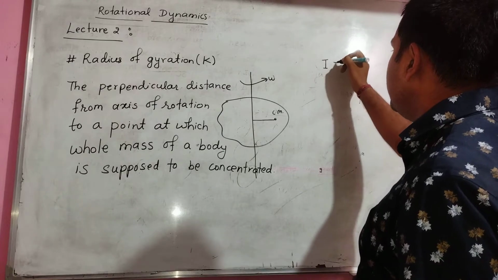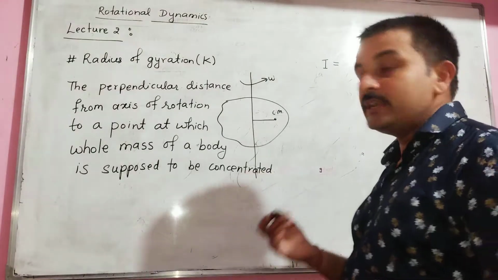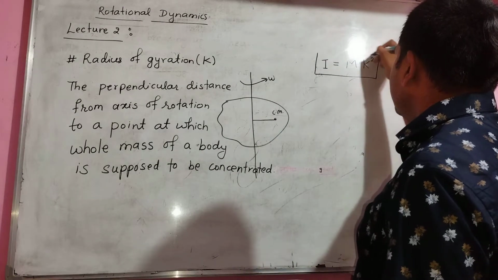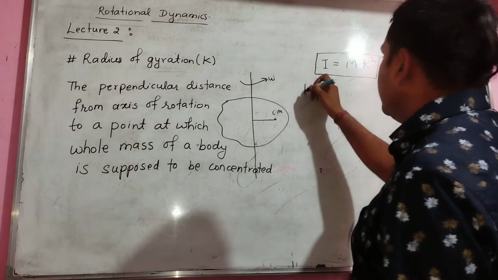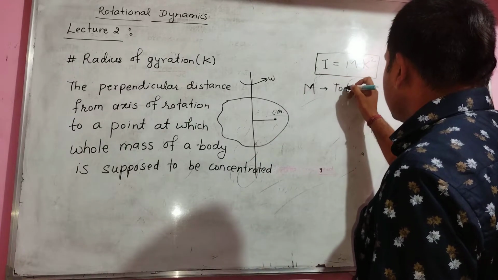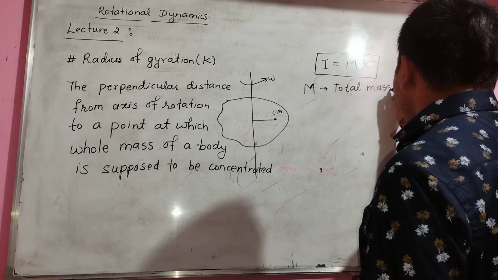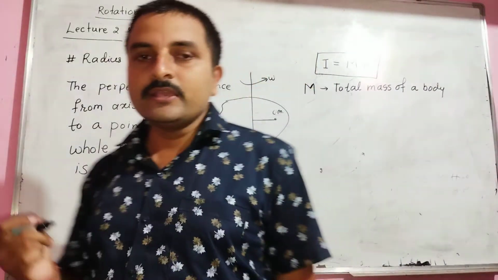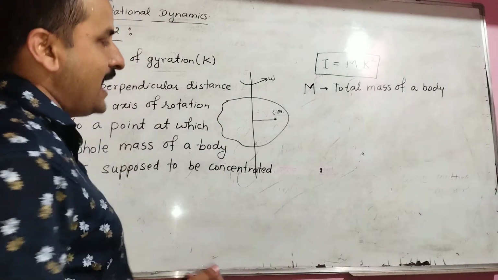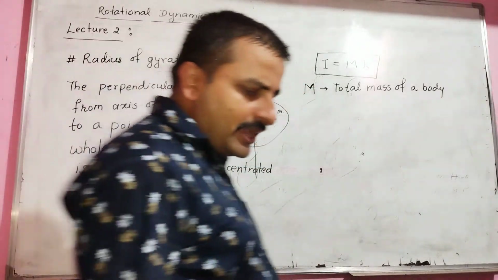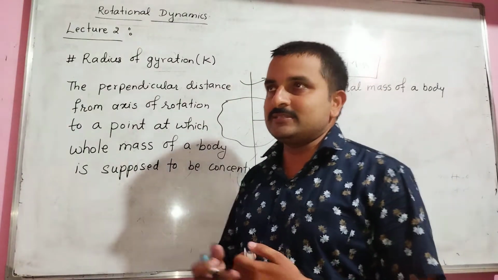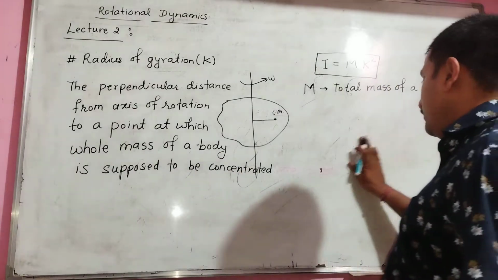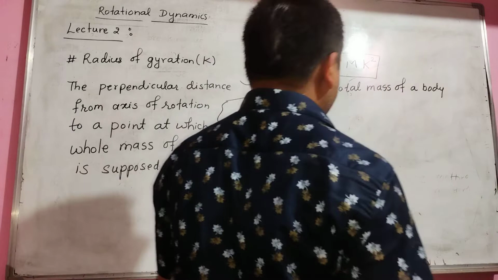Mathematically, we write the moment of inertia of any body in terms of the radius of gyration as I = M K square, where M represents the total mass of the body, K represents the radius of gyration, and I is the moment of inertia. Sometimes in an exam you may be asked what the radius of gyration is for the thin rod or something else. For that, this is how we can calculate it.